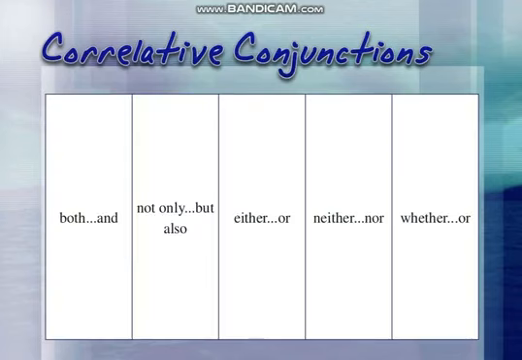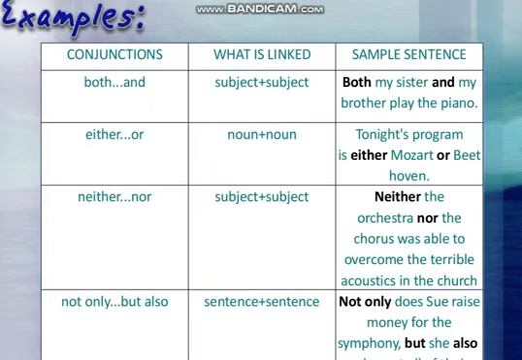Now examples of correlative conjunctions are both and. Like here, these two appear in pairs. Not only but also. Either or, neither nor, whether or. These are correlative conjunctions. Let's see how they can be used in sentences. Both and: here they are just linking two subjects together.